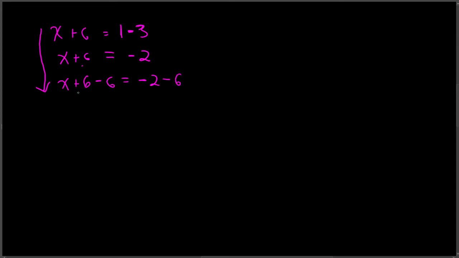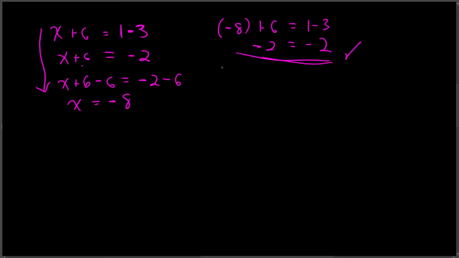These cancel. That's why we chose to do this. 6 minus 6 is 0. And negative 2 minus 6 is negative 8. But we always want to check. So I come back and rewrite this with a negative 8 in place of x. I simplify my expressions. Negative 8 plus 6. Well, if I meant negative 8, move over 6. I get to negative 2. And we've checked it.